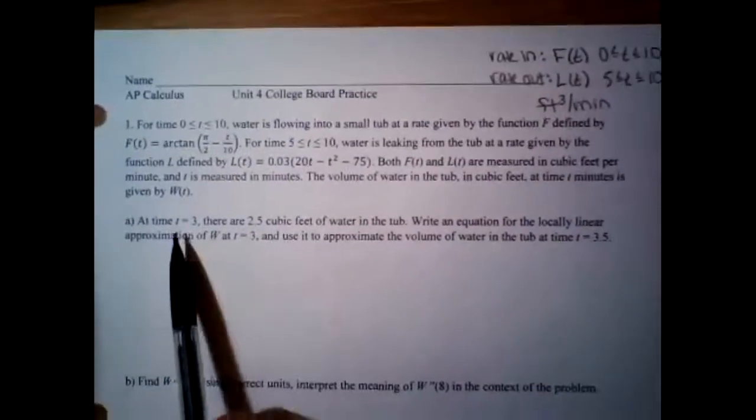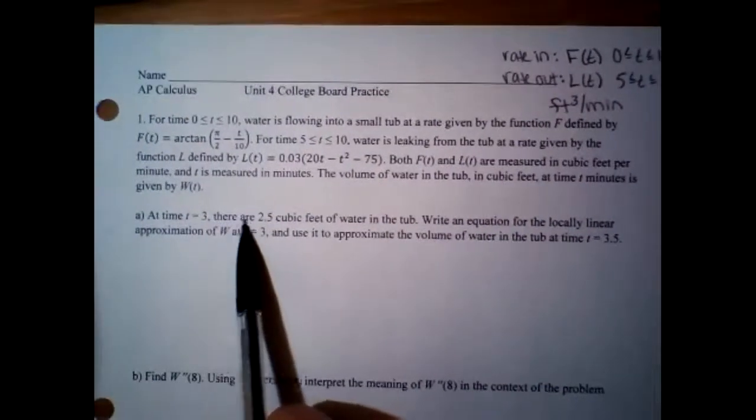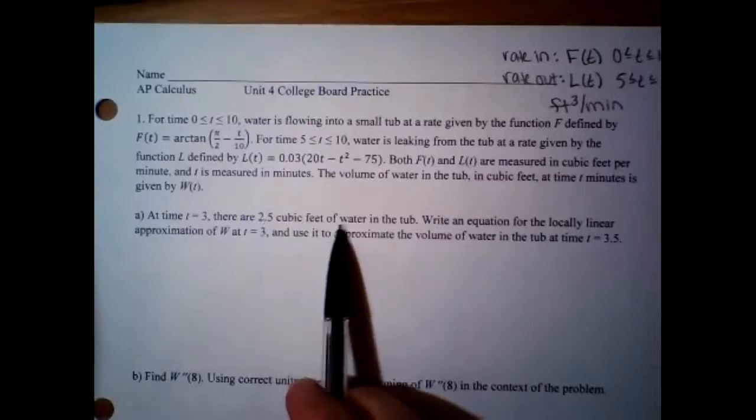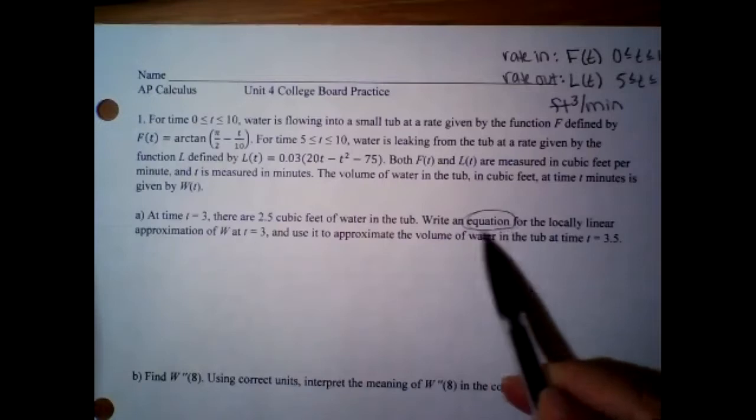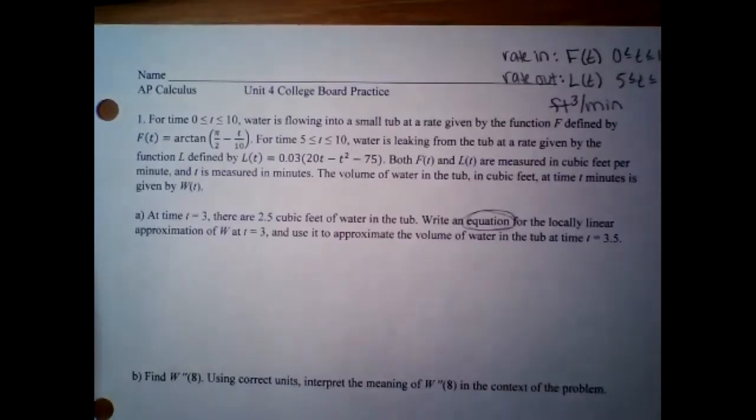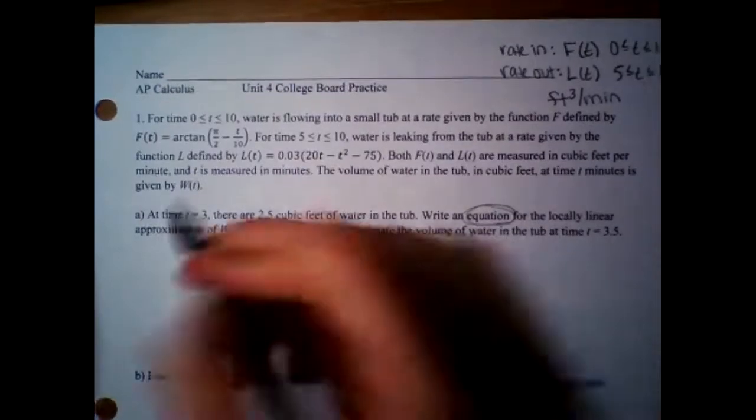All right, so letter A, it says at time 3, there are 2.5 cubic feet of water in the tub. Write an equation. Ooh, hey guys, what 2 things do I need to write an equation? A point and slope. I think I ask you guys that at least once per class. Do you get how important that is? That's just huge in calculus. Write an equation. We need a point and a slope.